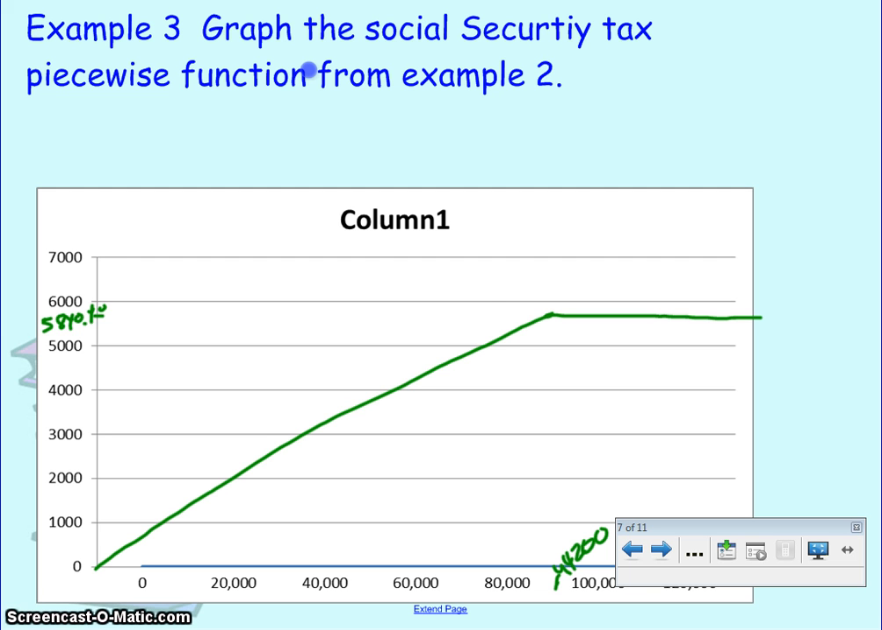And so that's what this graph is going to look like, with the cusp, or this point right here, being at $5,840.40 and $94,200 is that particular point.